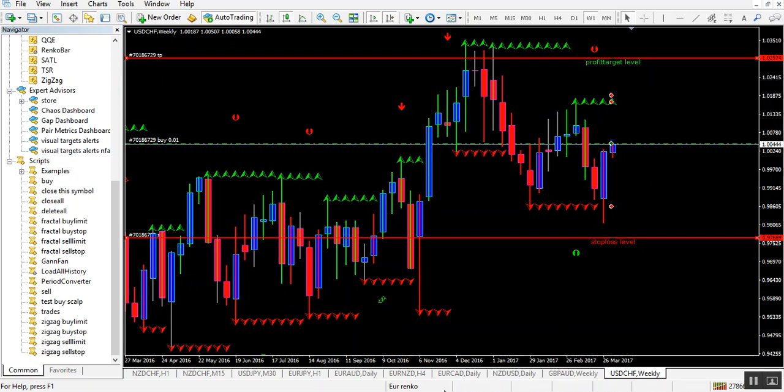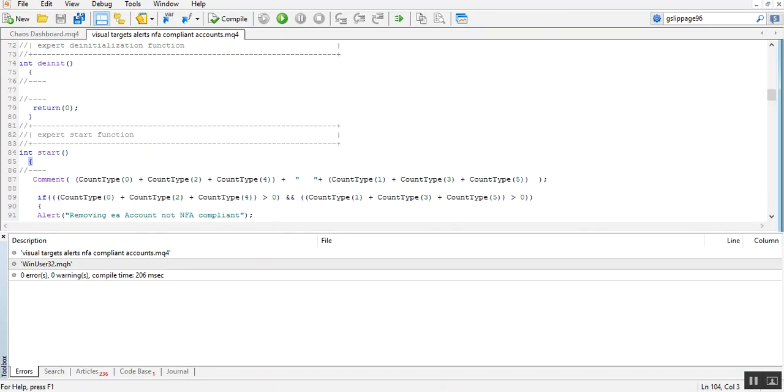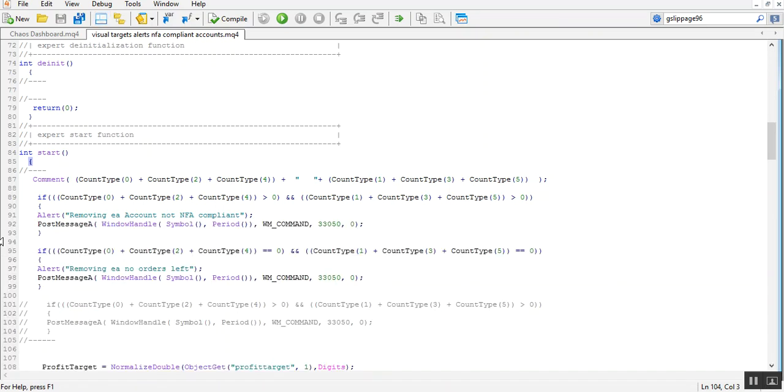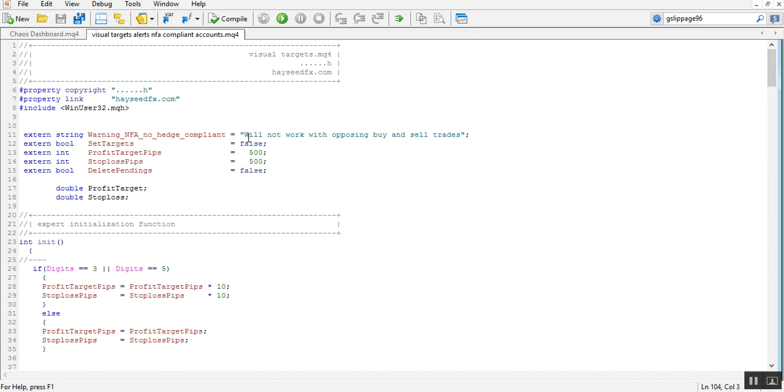Let's look at the code real quick. Never use anything you can't look at the code of. Alright. The first thing is going to be the NFA warning. It's got to be no hedge requirement. It's no hedge compliant. Set targets, true or false. By default, I have the profit targets at 500 pips. And of course, it adjusts it for 3 and 5 digits, multiplied by 10.